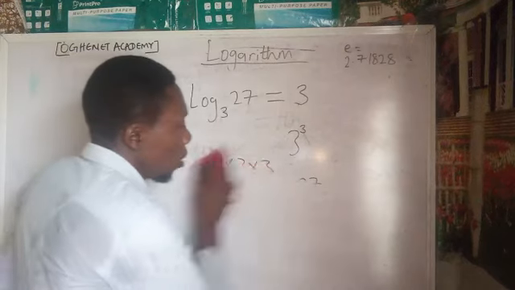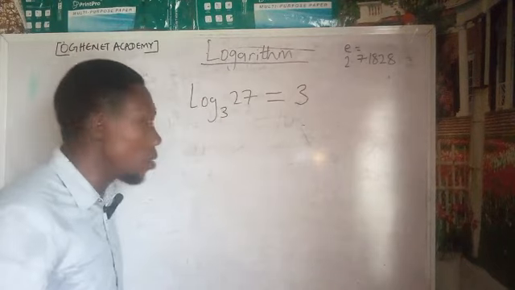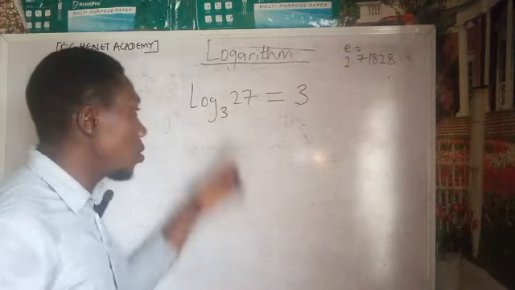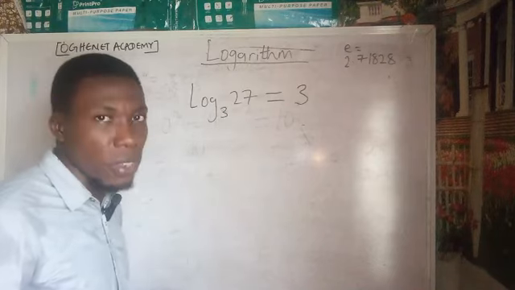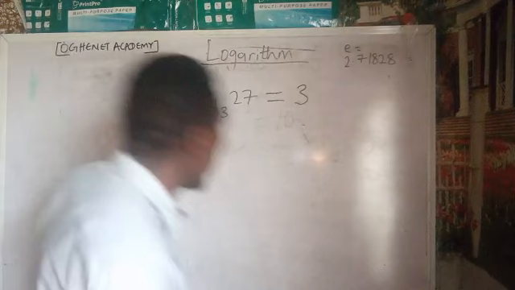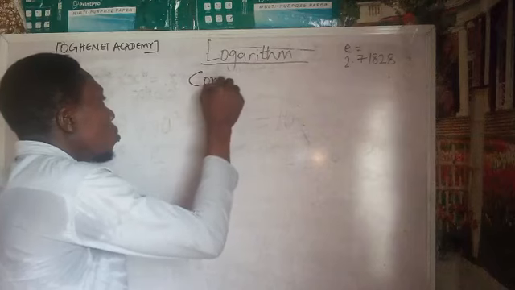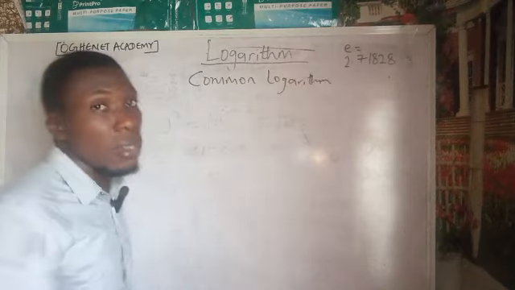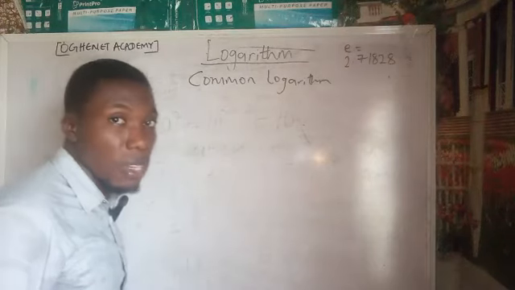From what I've just explained, you can see what logarithm is. Now, remember I said that there is a base, right? And in this case, you see that the base is 3. Based on this base, we have two major types of logarithms. We have the common logarithm. In this common logarithm, most of the numbers are in base 10.